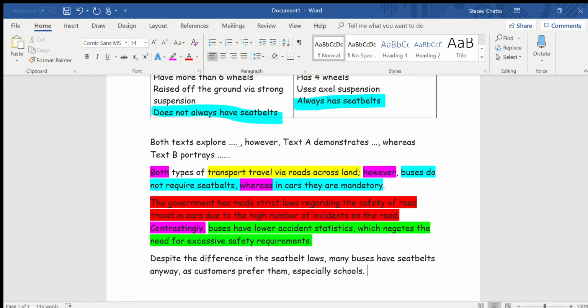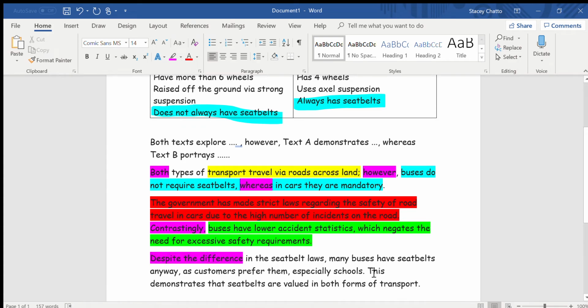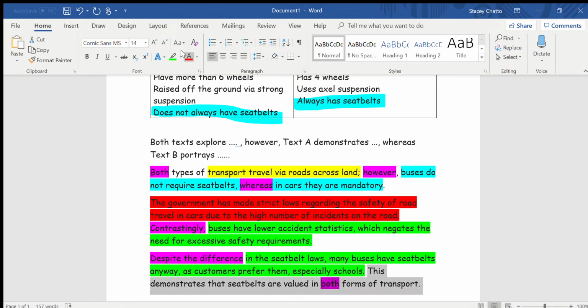Despite the differences, this demonstrates that seatbelts are valued in both forms of transport. So despite the differences, you've got your comparative here, and you've got your both over here. This is your buses. And this whole section here is your comparative.